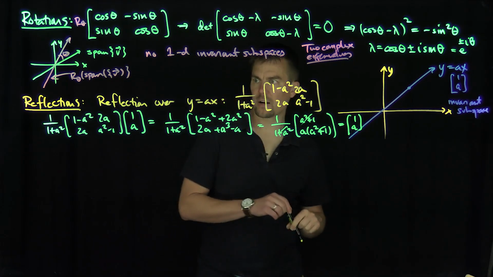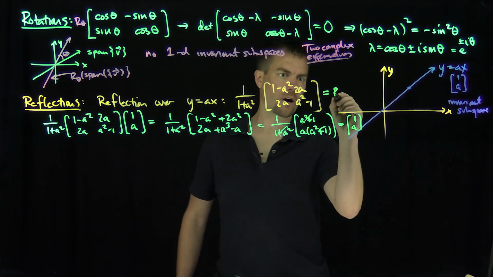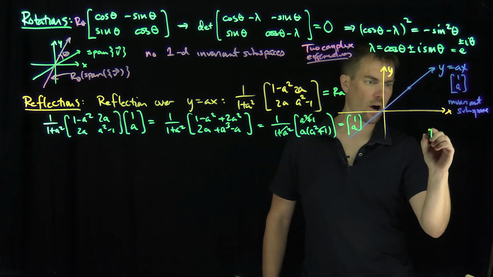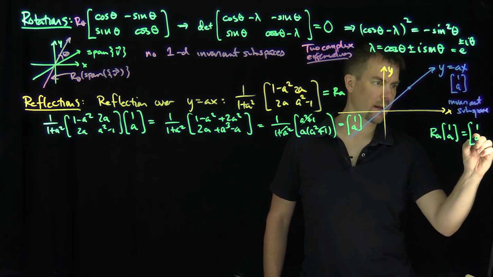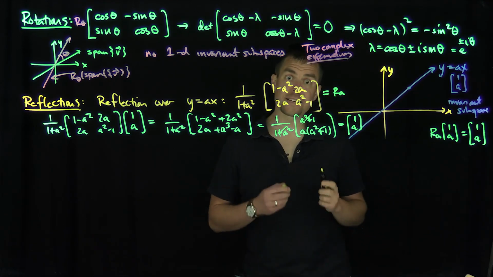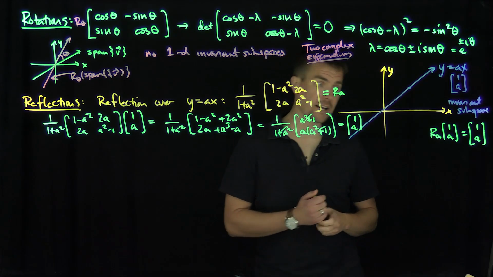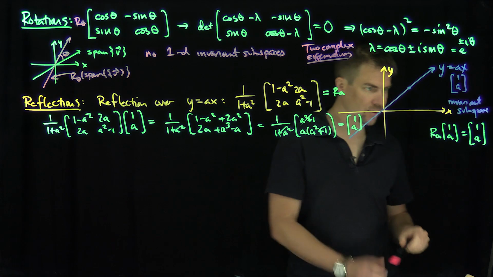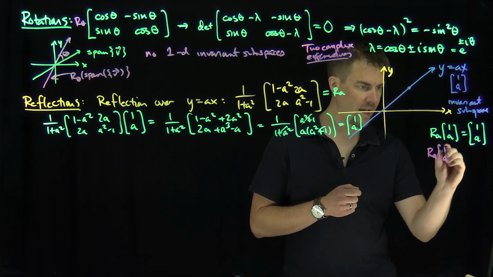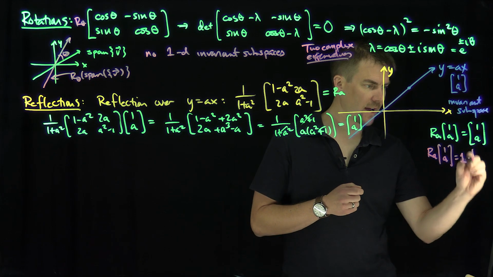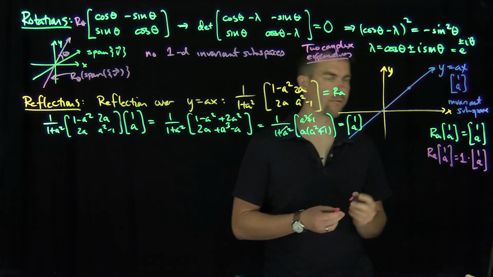What have we just shown over here? If I call this reflection matrix R_a, I've just shown that R_a of (1, a) is equal to (1, a), and that says that (1, a) is an eigenvector of the reflection matrix with eigenvalue 1, right? So in other words, R_a of (1, a) is 1 times (1, a). Beautiful.